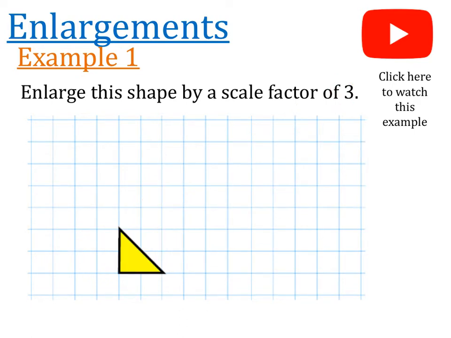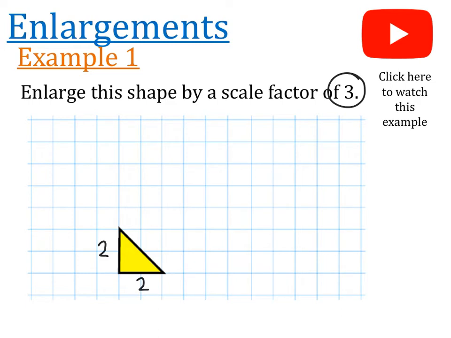All right, hopefully that example made sense. We're going to try another one. Enlarge this shape by a scale factor of 3. So the only difference about this one is that we can't check all of the sides. On this one, I'm going to check this side down here. So that's 2 squares, and this side over here, which is 2. I'm going to completely ignore the diagonal line because I don't actually know how big it is.